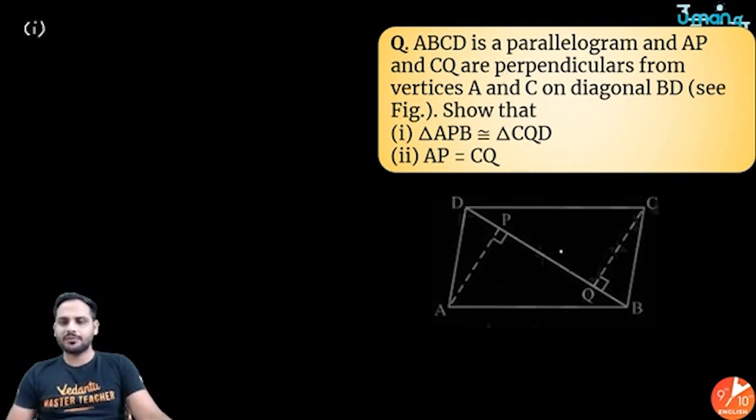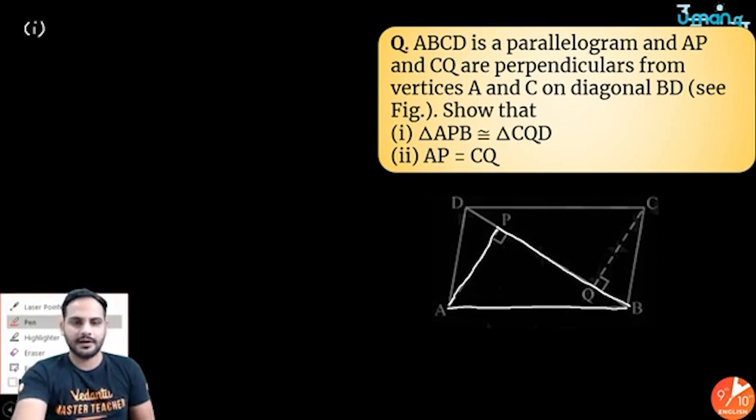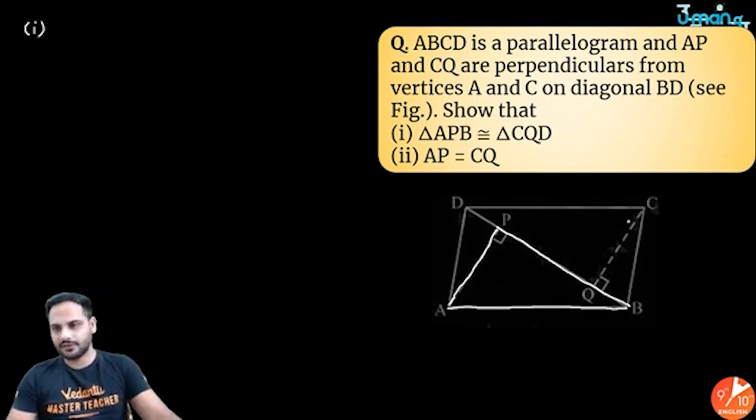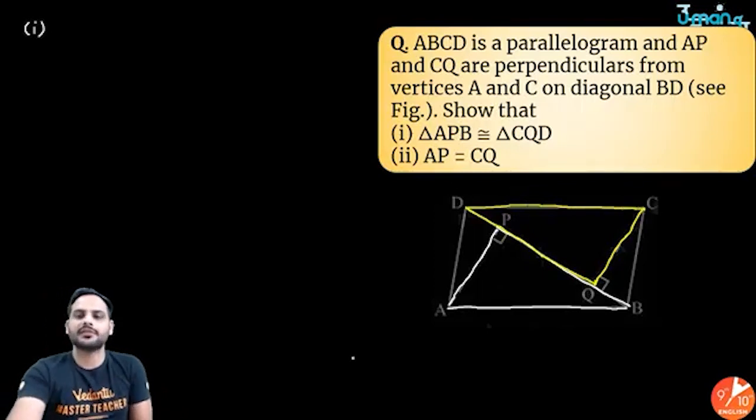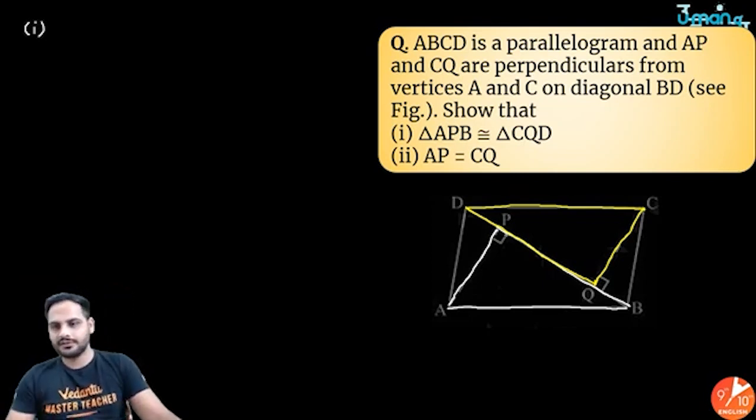Theek hai. So I know if I have to prove AP and CQ congruent, I will talk about this triangle APB. Okay. And then I will talk about this triangle CQD. These two triangles we are going to talk about. So, dekho bhai, first thing, dekho kya kya mil raha hai.